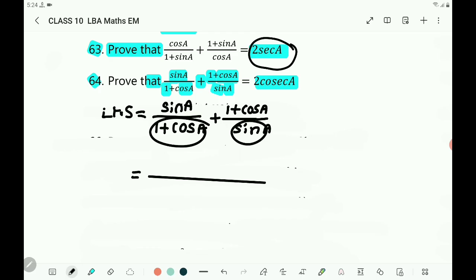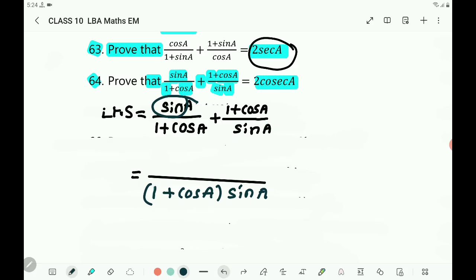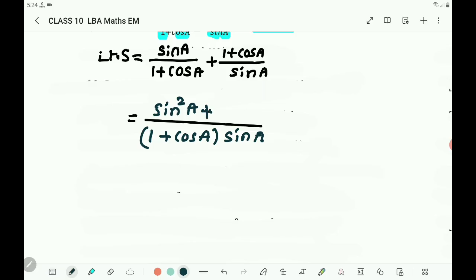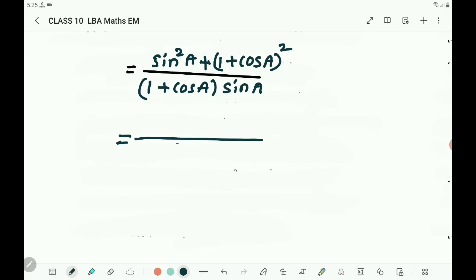LCM is the product of these two, (1 plus cos A) into sin A. And in the numerator, sin A into sin A, sin square A, plus (1 plus cos A) into (1 plus cos A) is (1 plus cos A) whole square, equals, write the denominator as it is, (1 plus cos A) into sin A.